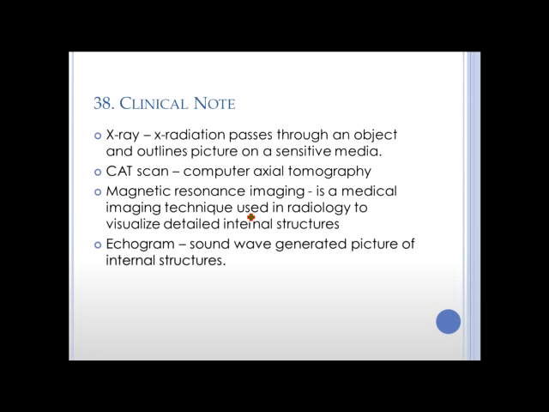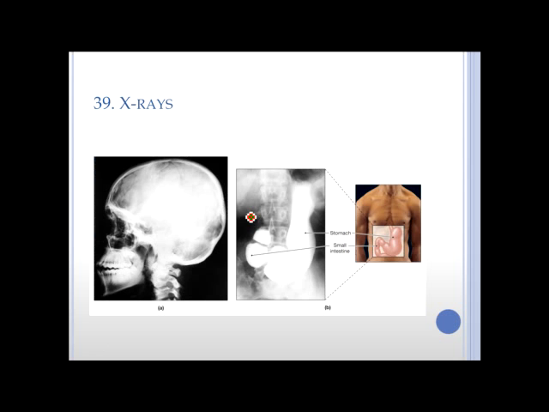It does it in a way that a magnetic field is placed around the body, and sound waves are used to bounce off specific organs. So as the MRI takes a look at it, it can provide more detail. An echogram. Sound waves generate a picture of internal structures, and I got some pictures of these to show you here. First one is X-ray. I believe probably everyone's seen an X-ray. It outlines the bones pretty well.